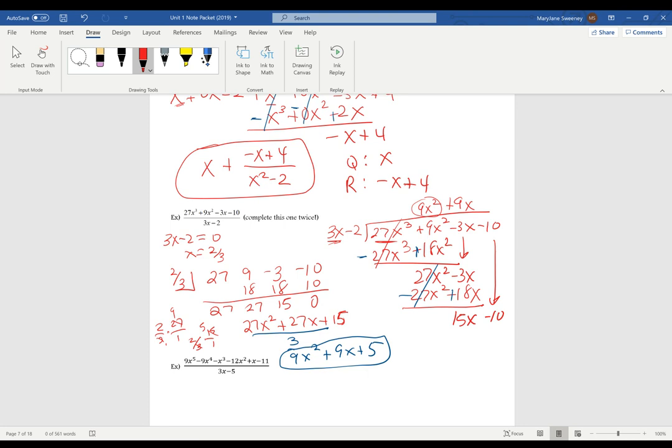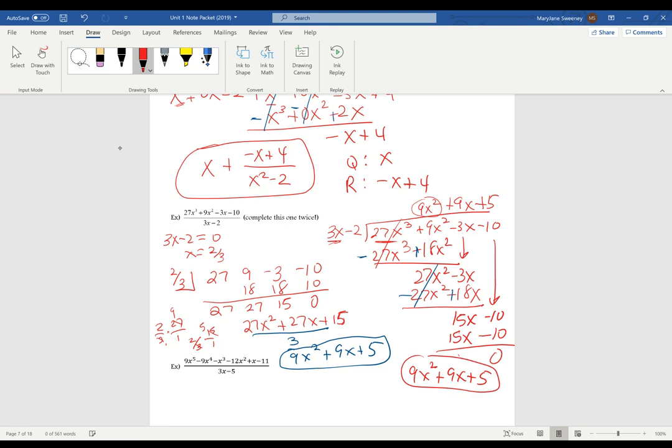And then one more time. That would be 5, right? So that's 15x, because 5 times 3x is 15x, 5 times negative 2 is negative 10. If I subtract something from itself, it's going to be 0. So you can see either way, my answer works out to be 9x squared plus 9x plus 5.